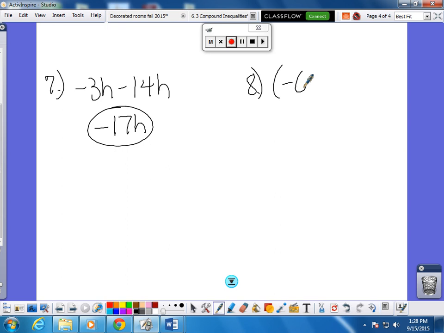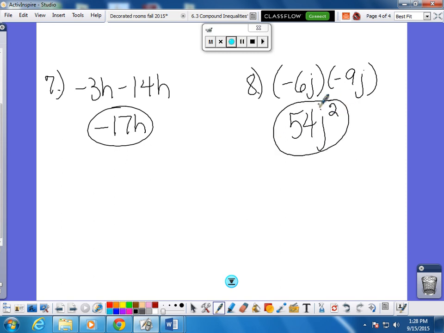All right, negative 6J times negative 9J. Now I'm going to go back to a question I asked you earlier. What is X times X? X squared. So what is J times J? J squared. You know what? People miss that. They put 54J, but it's 54J squared. Why is it a positive 54J squared? Because they have like signs. Good job. Questions about any of that? Commonly missed problem.